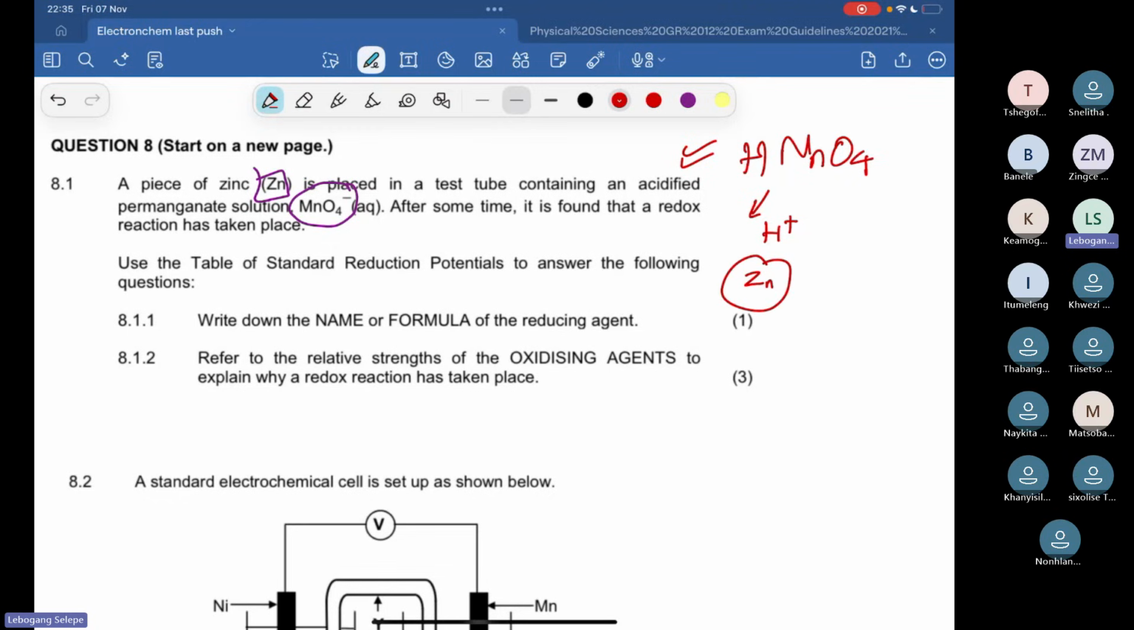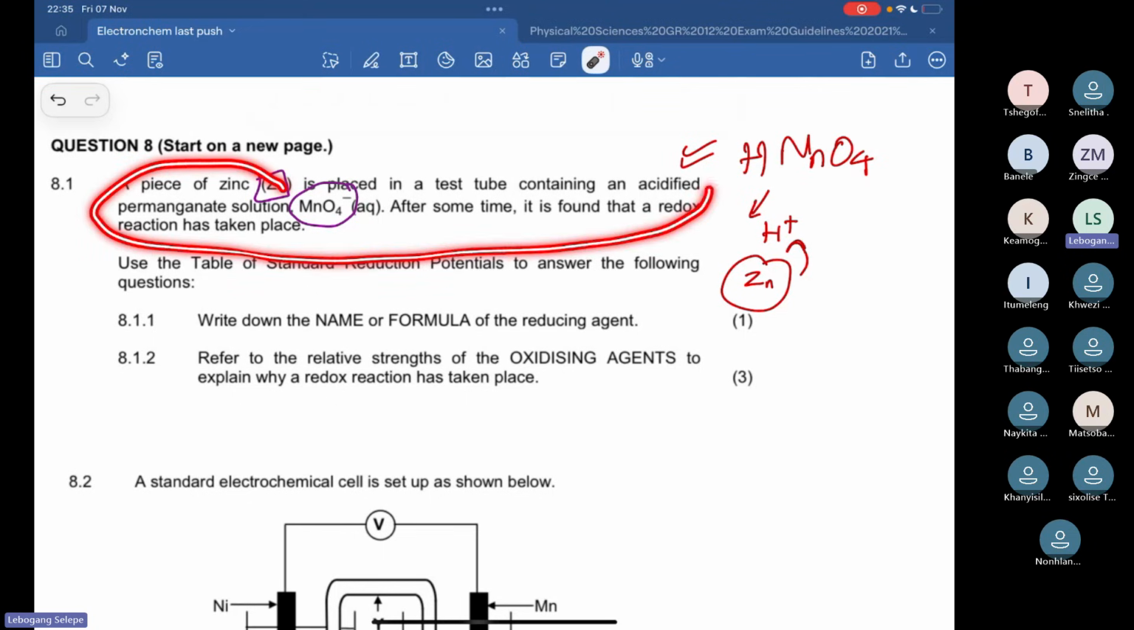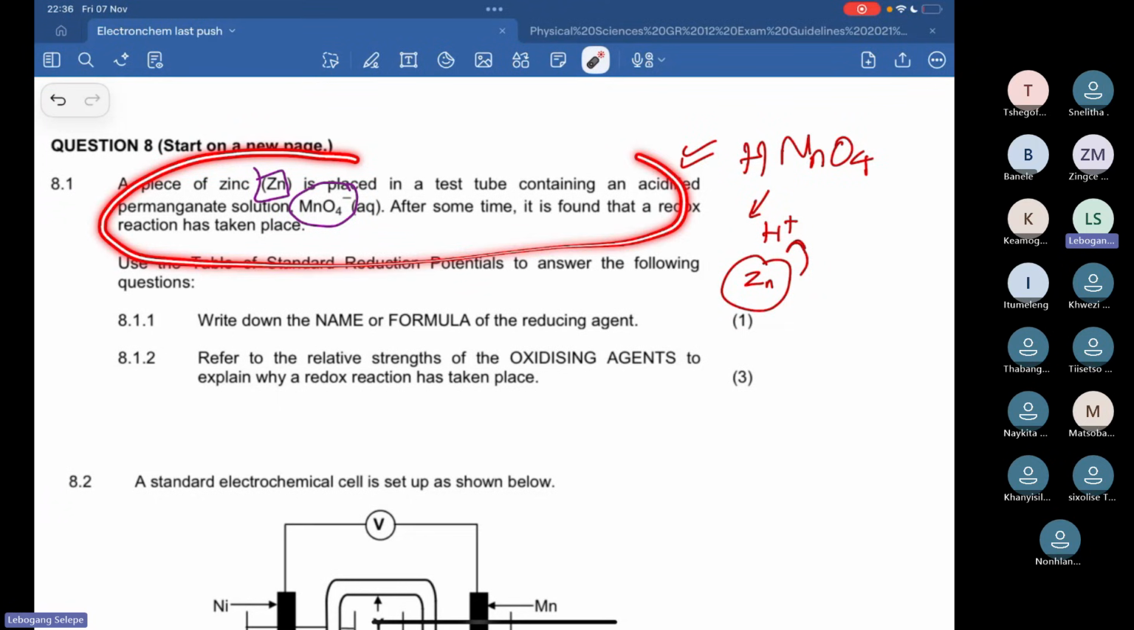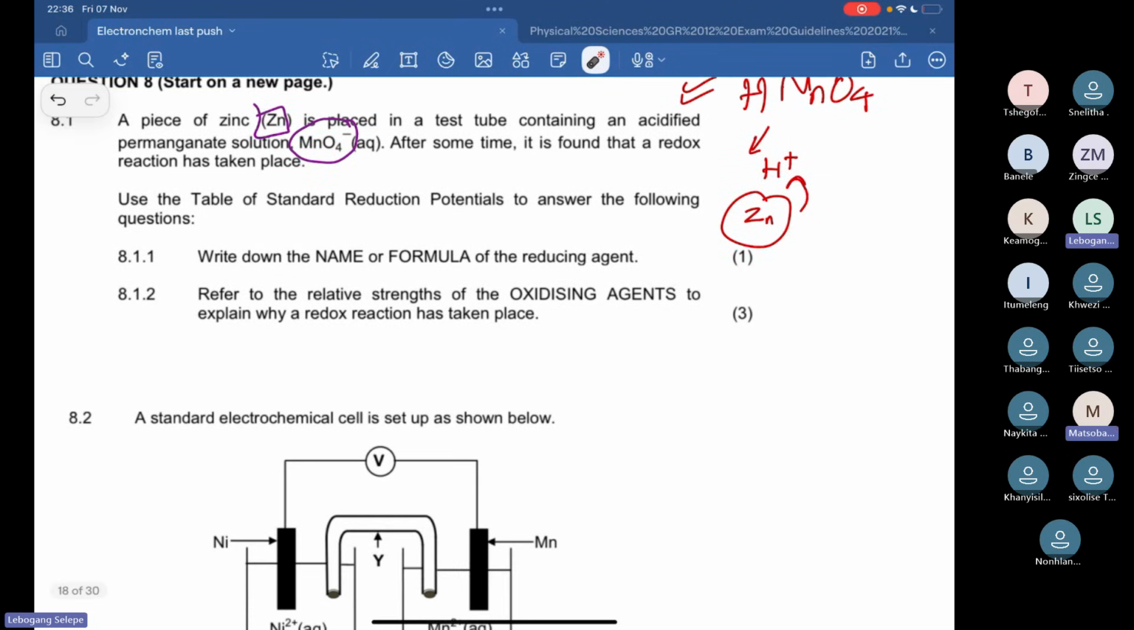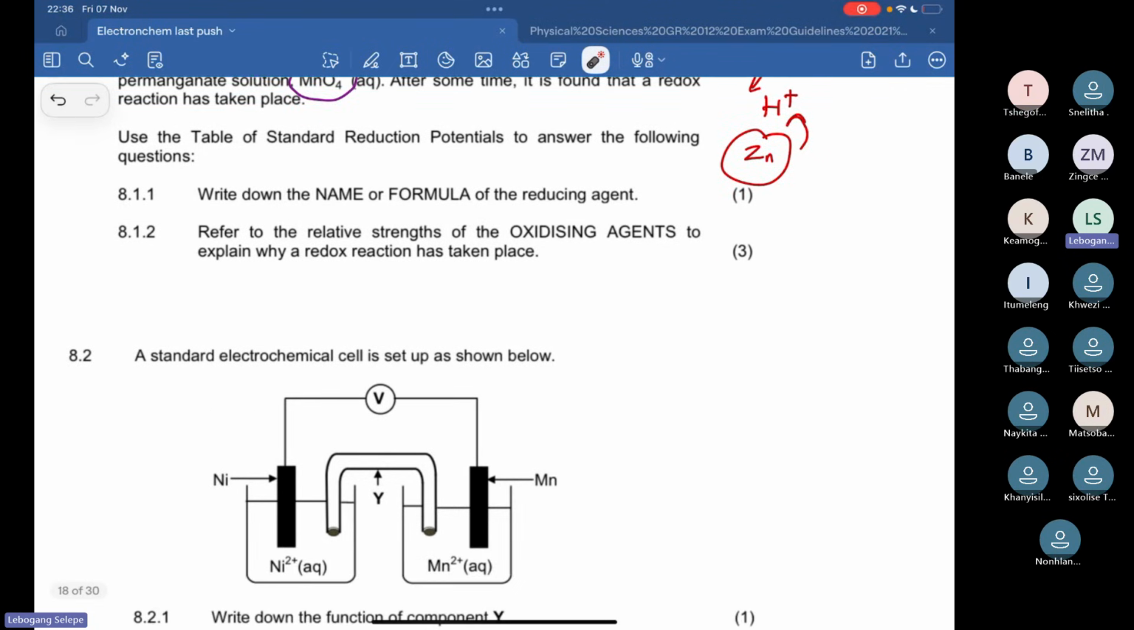So will Zn donate its electrons to hydrogen? That's the question. But then you see how they gave you the information. It's kind of tricky. But once you notice the trick here, answering the question is just the same as how we normally do it. Do you guys get it? Yes? All right.